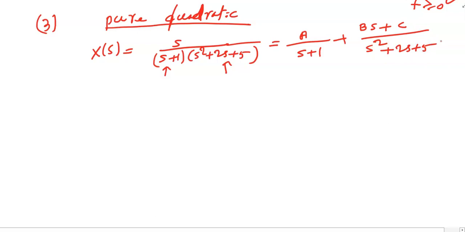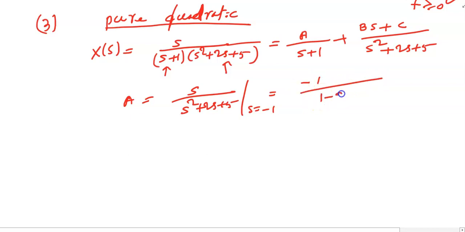Now we can find out what A, B, and C are, and finding A is very straightforward. A equals, just multiply by s plus 1 on both sides, so s upon s square plus 2s plus 5 evaluated at s equal to minus 1, right? So when I put minus 1, then 1 minus 2 plus 5, so minus 1 upon 4.